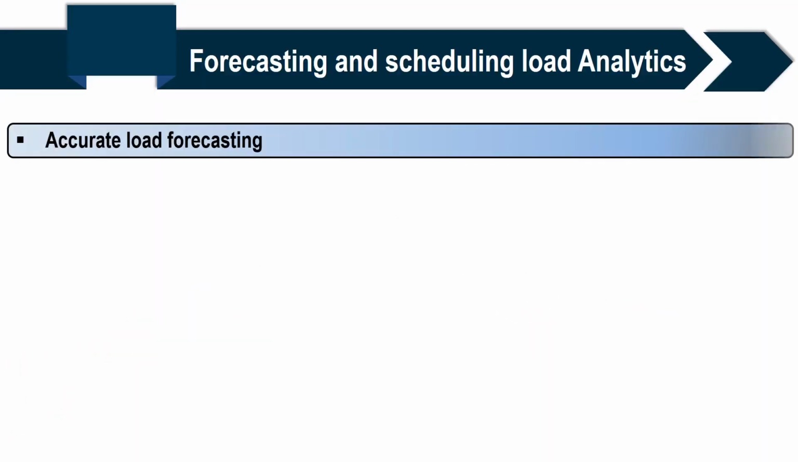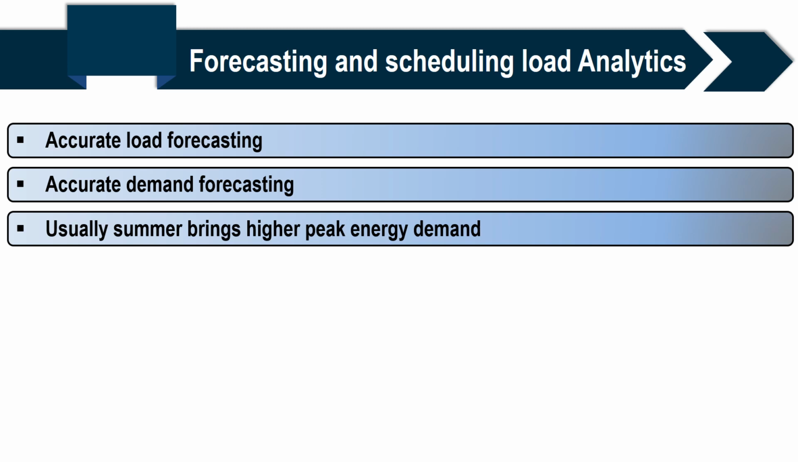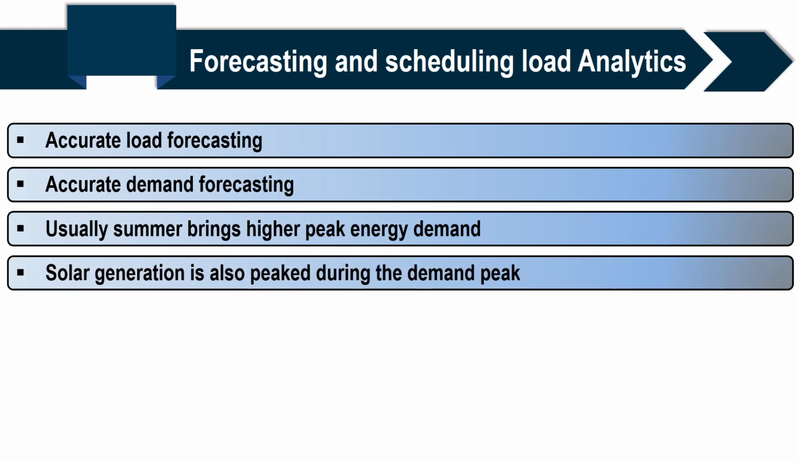Now we look at some of the analytics. The first one we are focusing on is forecasting and scheduling load analytics. Accurate load forecasting is very important for running a reliable system. Similarly, we have to have accurate demand forecasting and match it up with the load forecasting. Usually in summertime, when we have peak loads, that is the time we can also receive very high illumination and generate solar energy. So with smart grid data, the solar energy can easily be integrated into the grid and it can meet the demands of critical peak.